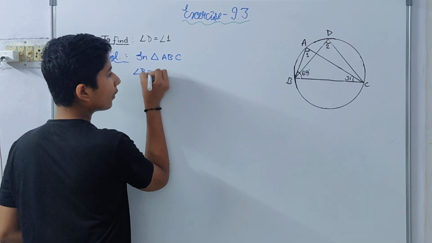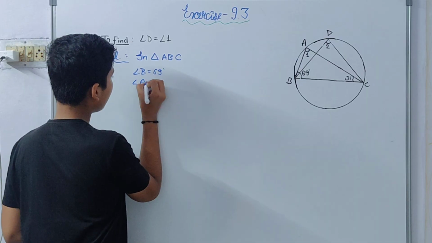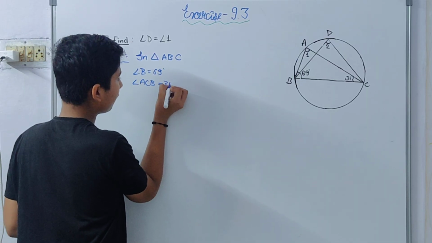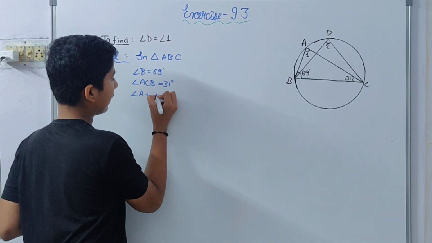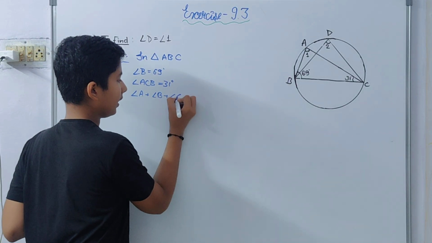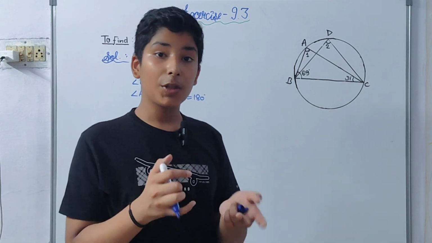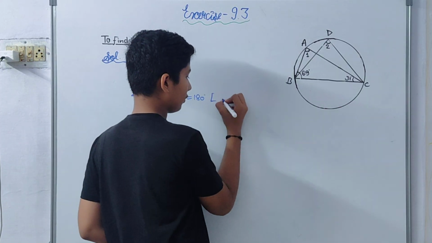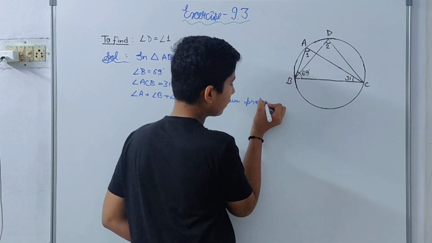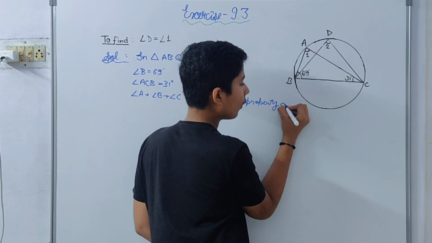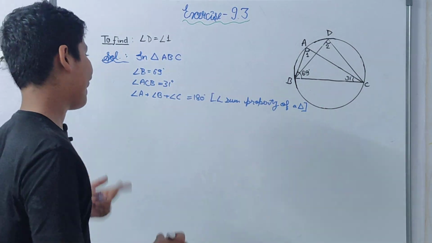Angle B equal to 69 degree. Angle ACB equal to 31 degree. Angle A plus angle B plus angle C equal to 180 degree. The sum will be 180 degree. Why? Because of angle sum property of a triangle, as I have already told. Angle sum property of a triangle.